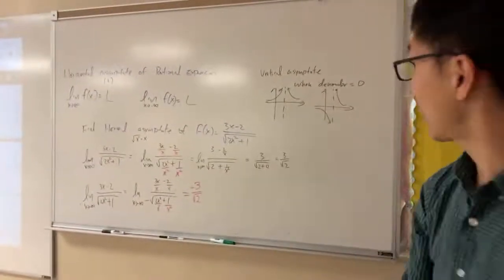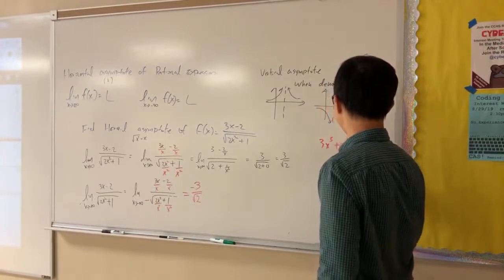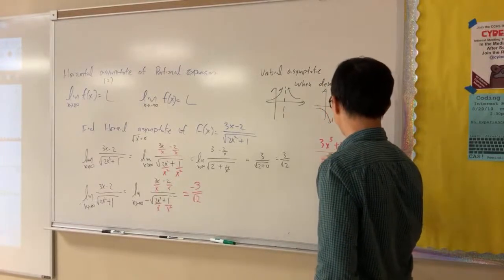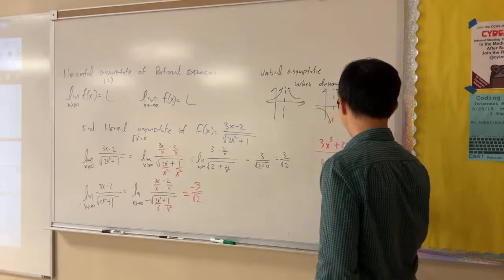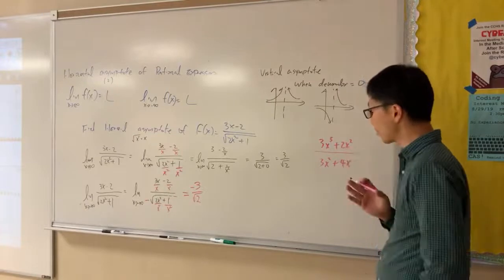Yeah. Okay, sometimes you're going to have a situation like this: say (3x^3 + 2x^2) over (3x^2 + 4x), something like this. And we say, find the horizontal asymptote. Is there any horizontal asymptote in this case?